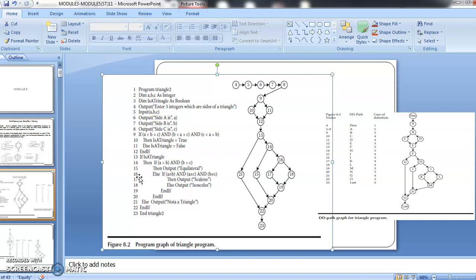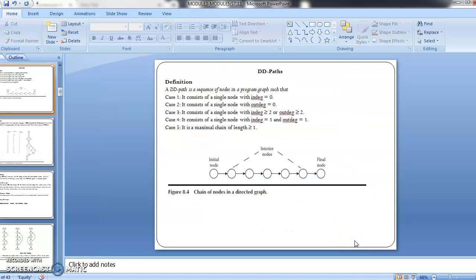So if you are considering the example of a triangle program, here we have a pseudocode of a triangle program and the corresponding program graph. And next, if this concept is clear, then I can switch from the program graph to the DD path graph. To see the DD path graph, we'll first have to see the concept, or the definition, of a DD path. What is a DD path? Again we have a graph called a DD path graph.